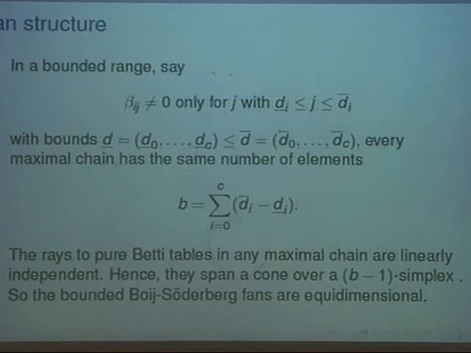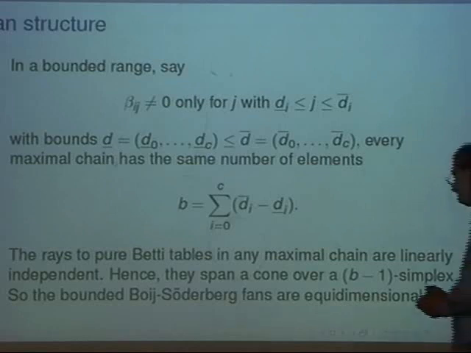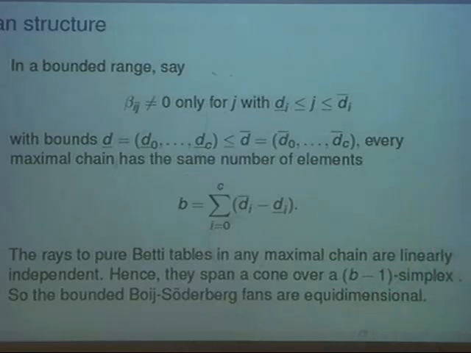Hence the rays corresponding to any chain span a cone over a (b-1)-simplex. So the bounded Boij-Söderberg fans are equidimensional. So we have lots of simplicial cones and they're glued sort of in a complicated way.